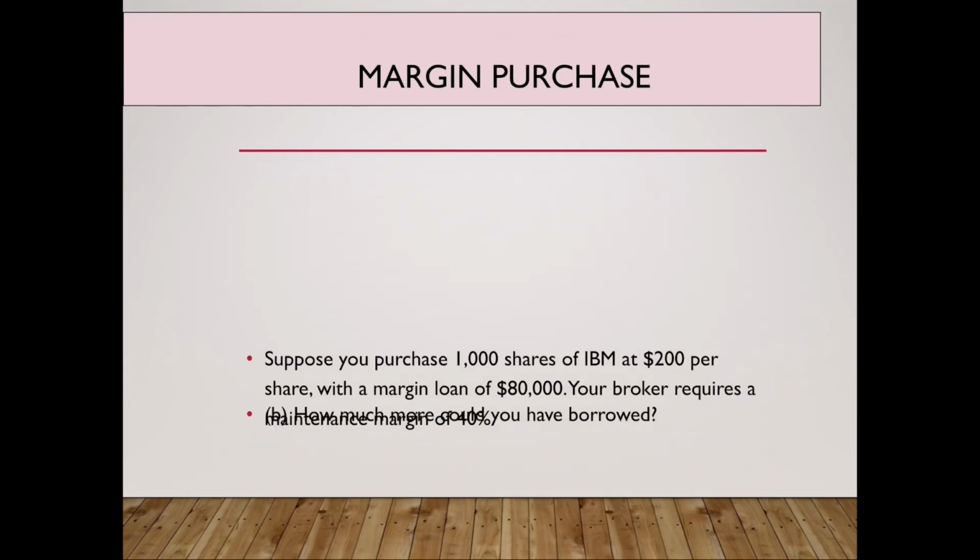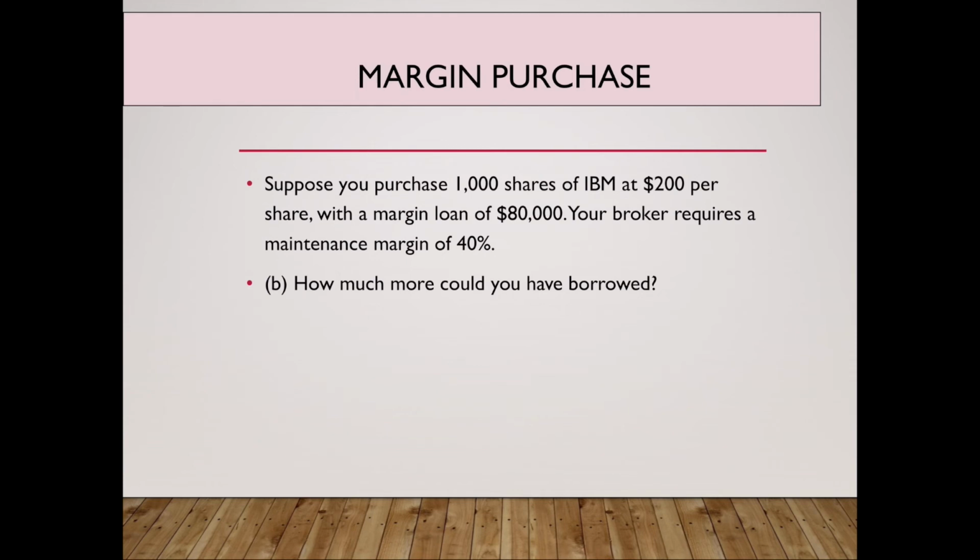Let's take a look at another example. How much more could I have borrowed if the maintenance margin is 40%? So what we have here is the value is 200,000. How much more could I have borrowed of this 200,000 to maintain that 40% margin? So if I solve for x here, multiply both sides by 200,000, subtract 200,000 from both sides and divide by a -1, I could have borrowed 120,000 and maintain that 40% maintenance margin.